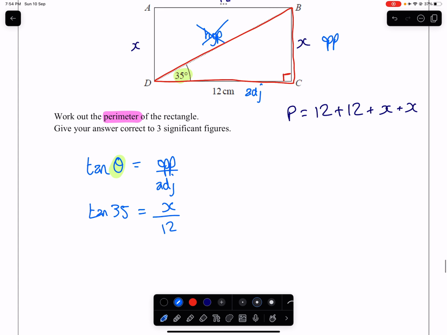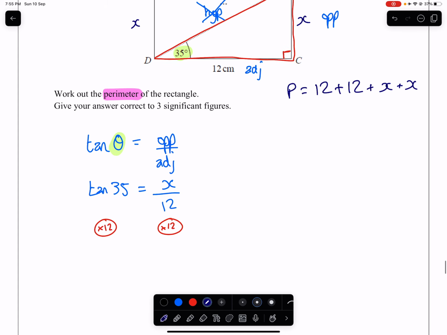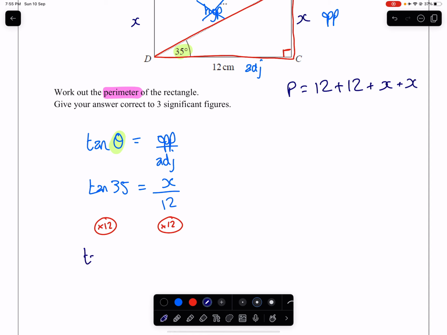In order to figure out x here, or get it by itself, I'm going to have to multiply both sides by 12 in order to get rid of that over 12. So what I'm actually going to type in the calculator here is tan of 35 times 12. Safer way of actually doing that would be to write the 12 times first, just in case anyone forgets to close that bracket. You might end up with an answer that is not correct.